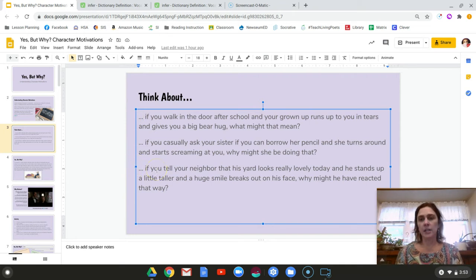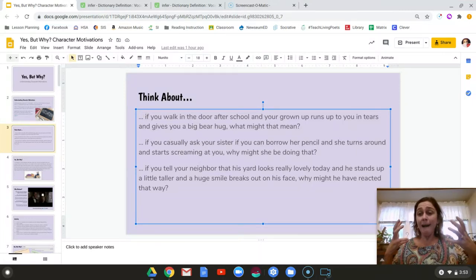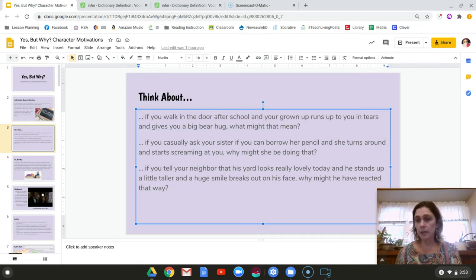If you tell your neighbor that his yard looks really lovely today, and he stands up a little taller, and gets a huge smile on his face, why might he have reacted that way? Maybe he was out in the yard for 4 or 5 hours today working really, really hard, and he's just so proud that somebody noticed his hard work. Okay, so those are all inferences. We take what we know from our surroundings and we ask ourselves, why is this person behaving this way?